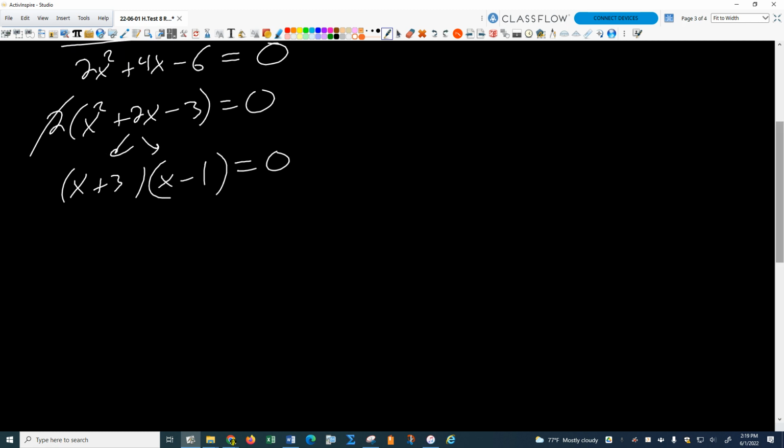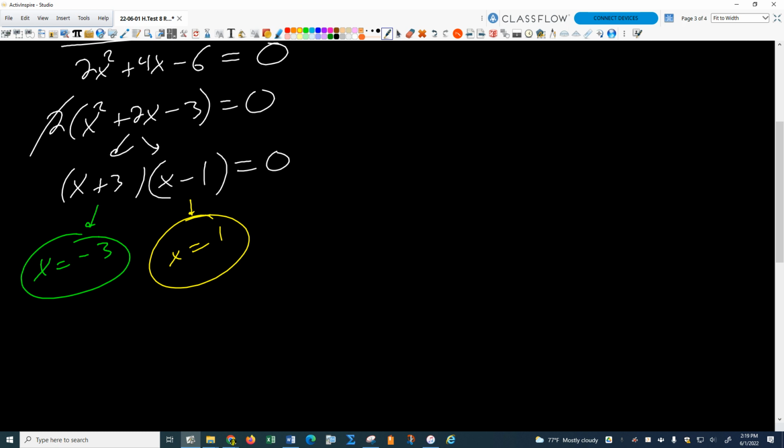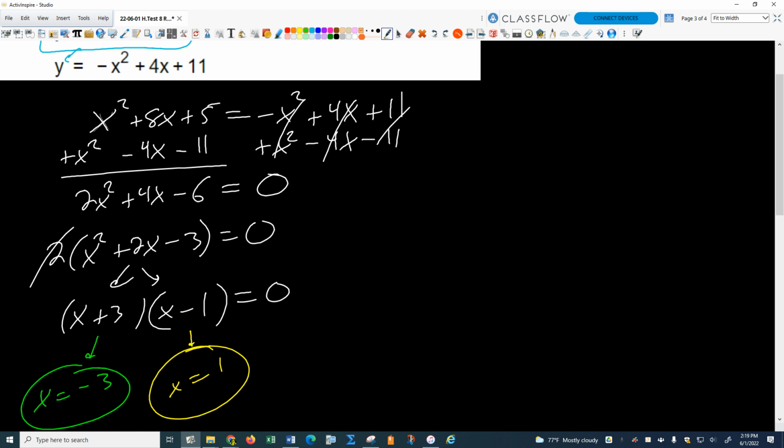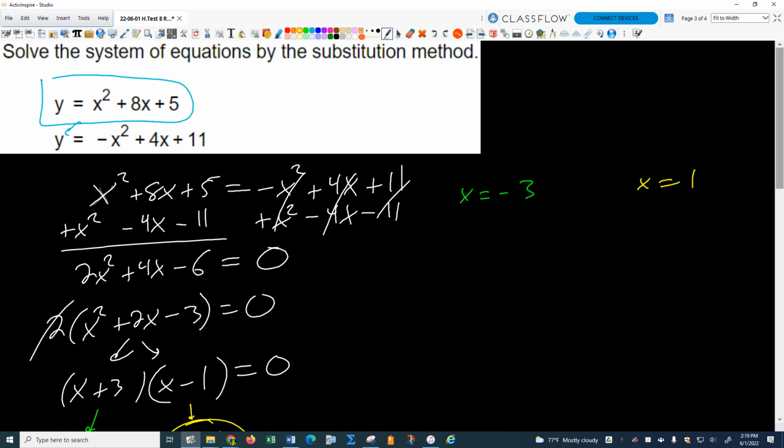So my solutions then, well, at least part of my solutions, either x equals negative 3 or x equals 1. But we're solving a system. So that's only half of each ordered pair. I need y values to go with those, right? So we could take the x equals negative 3 solution, for example, and plug that in. So we got negative 3. The other one was 1. And just plug those in to one of the two equations.